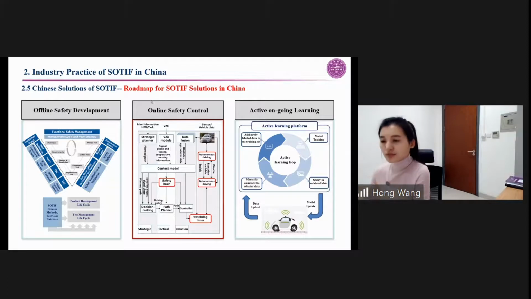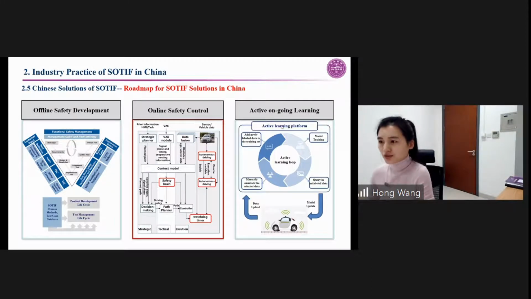So the second one is online safety control, which means we can get the online monitoring and online control for safety of the autonomous vehicle. It can monitor the SOTIF issue or the SOTIF risk and then make the active control for this vehicle. So we can call it the online safety control.